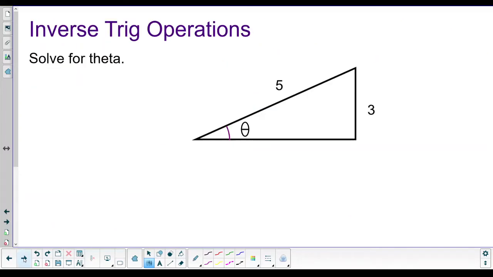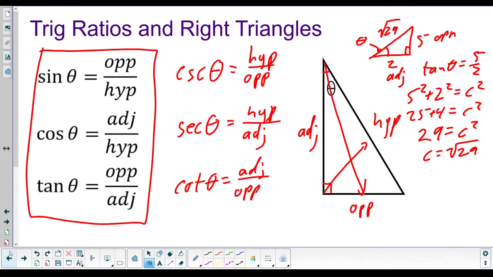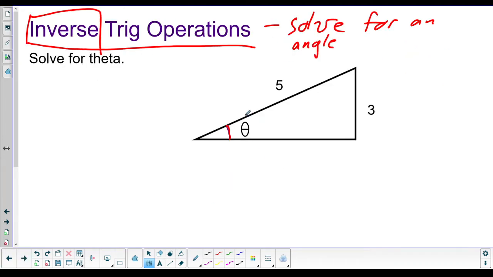Let's talk about inverse trig operations. Inverse trig operations are used to solve for an angle. It's not like you divide by sine or divide by cosine or something like that. This is the opposite in the same way that adding and subtracting are opposites, or rather inverses. So if we want to find this angle theta here, what you want to start by doing is setting up a trig ratio, one of these, with the information they give you.